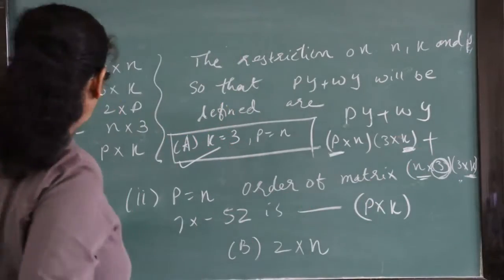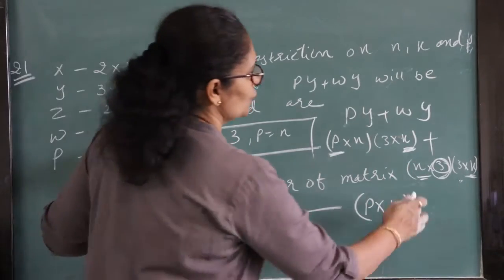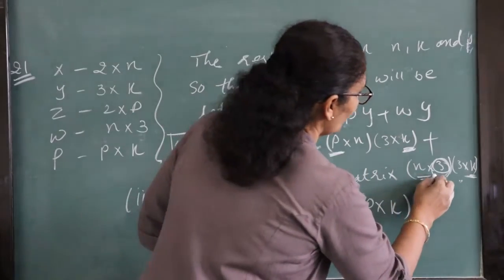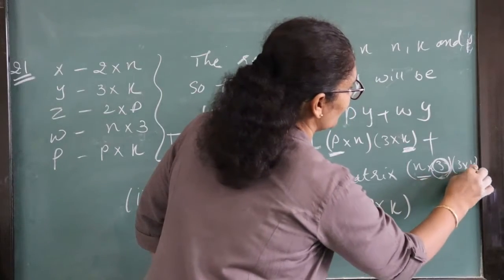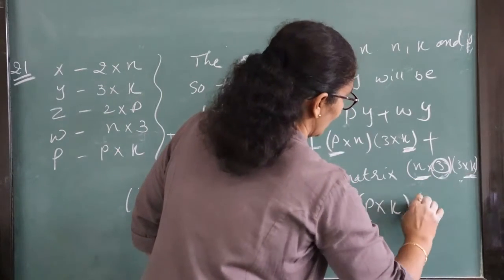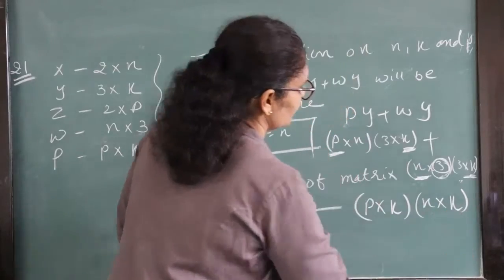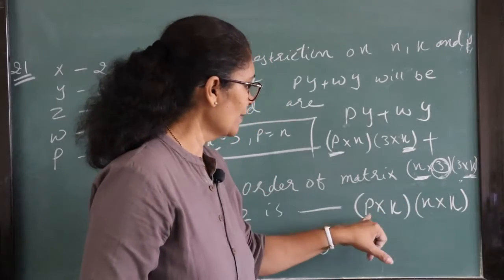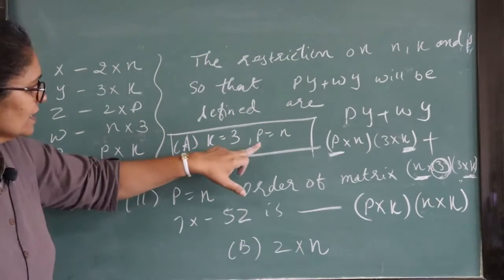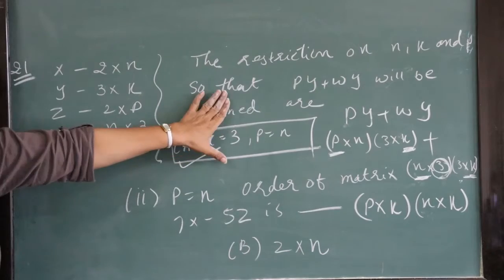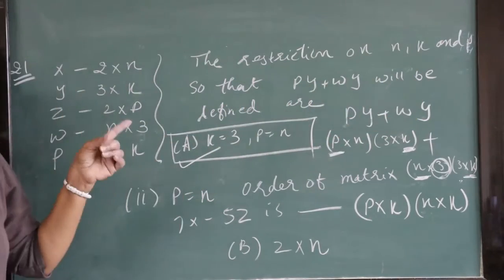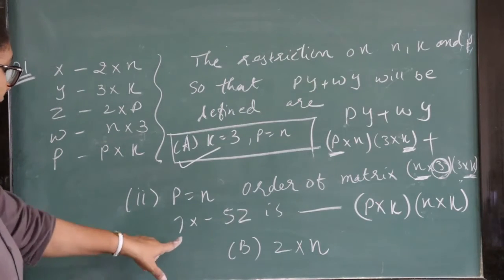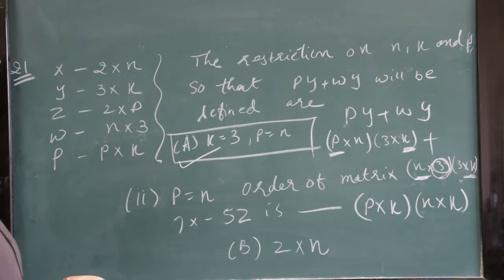Now WY. W is your n by 3 matrix, and Y is again the same, 3 by k. So when you multiply these two, n by 3 and 3 by k, you get an n by k matrix. But you know this k is 3 and p and n are both the same, then only you get the same matrix. Which one? PY plus WY.